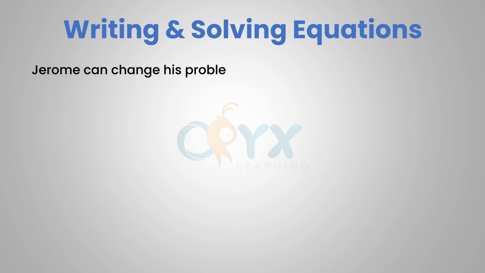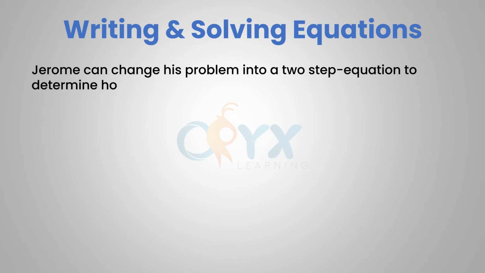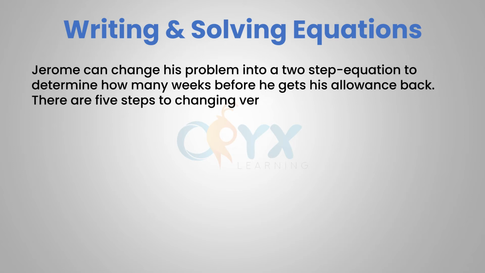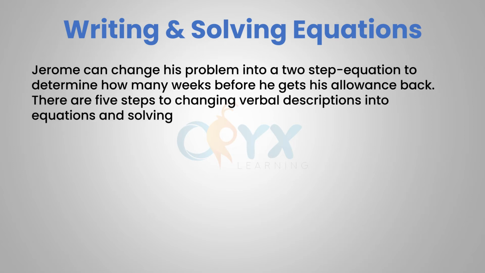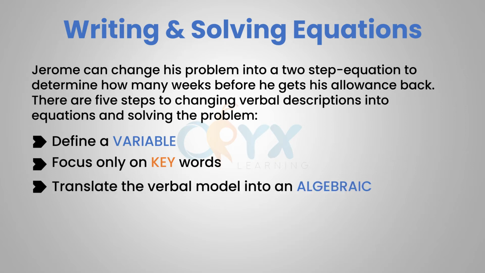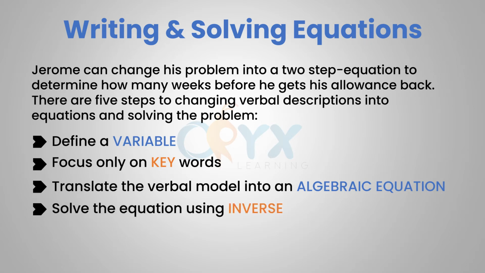Jerome can change his problem into a two-step equation to determine how many weeks before he gets his allowance back. There are 5 steps to changing verbal descriptions into equations and solving the problem. First, define a variable. Second, focus only on key words. Third, translate the verbal model into an algebraic equation. Fourth, solve the equation using inverse operations. And fifth, answer the question that is asked.